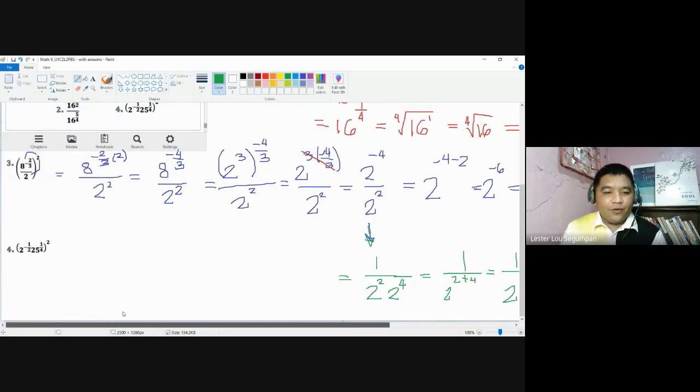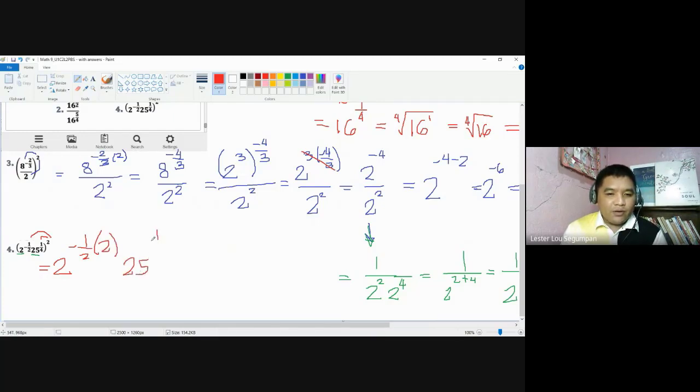And finally, for number 4, take note that it's 2 and 25 here. We cannot express either as a base of the other. We cannot express 2 as base 25 nor 25 as base 2. So we cannot use the multiplication law nor the division law. What we can only use here is the power law. So this would become 2 to the power of negative 1 half times 2, and then times 25 raised to the power of 1/4 times 2.